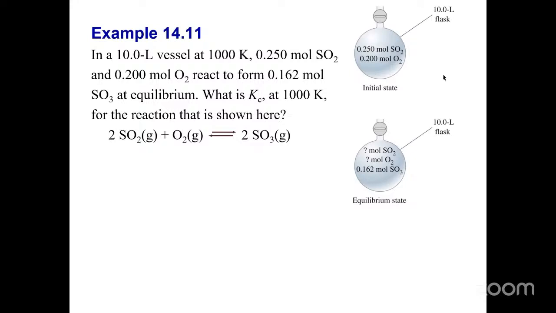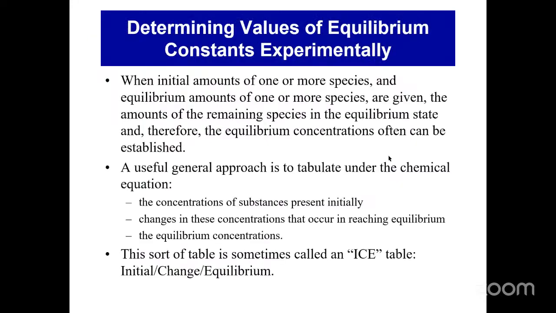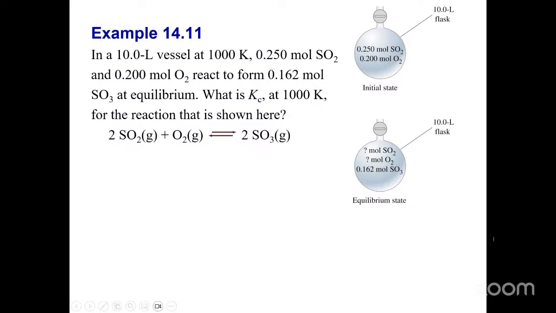We have some diagrams here to help us visualize what's going on. Here we have the initial amount of SO2 and O2. There's no SO3 to begin with. That's the initial state. Then when the system moves to equilibrium, according to the question, we have 0.162 moles of SO3 at equilibrium. We need to determine the Kc value. In order to do that, we need to determine the amount of SO2 and O2. This is how the ICE table works.